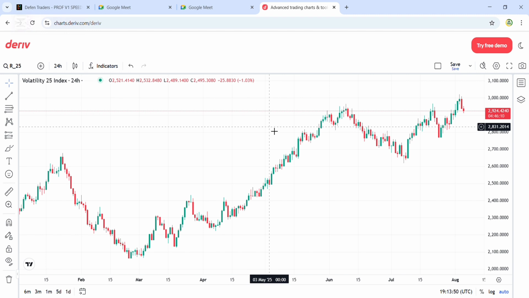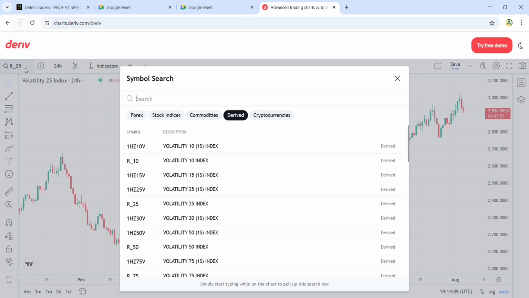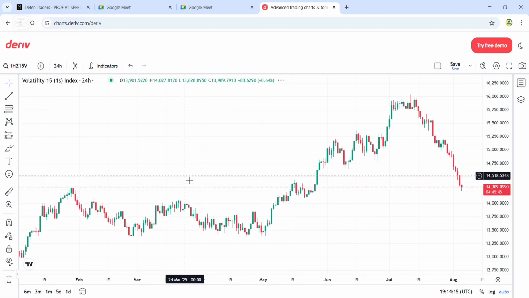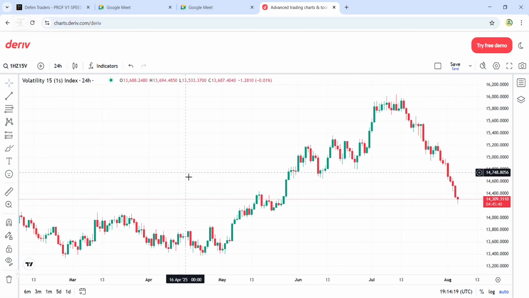So I'm here to show you a good setup of the market rise and fall plus the entry point identification, okay? Now, this is the derivative chart, okay? You come on this far left, R25, you click on it, then you delete. You pick one volatility that you want to make your analysis from. In my case, I'll pick 15.1s, okay? Or the 15.1 seconds.